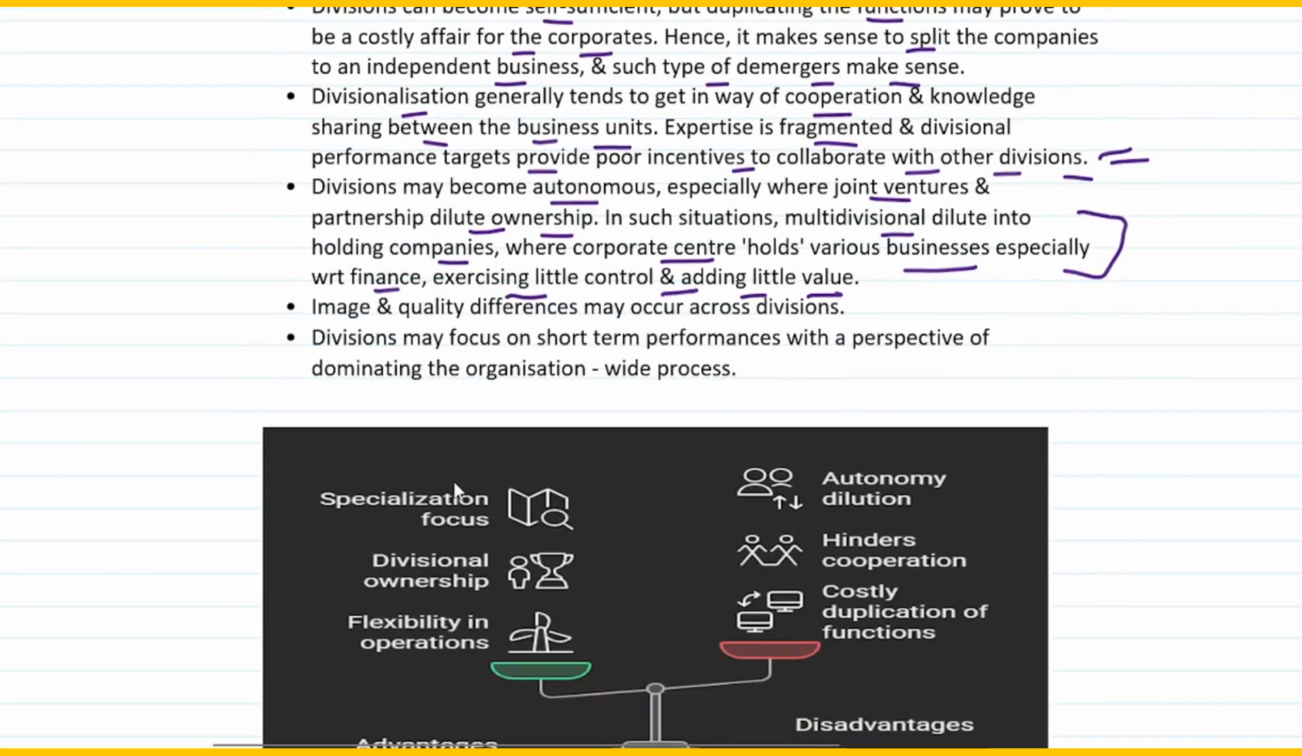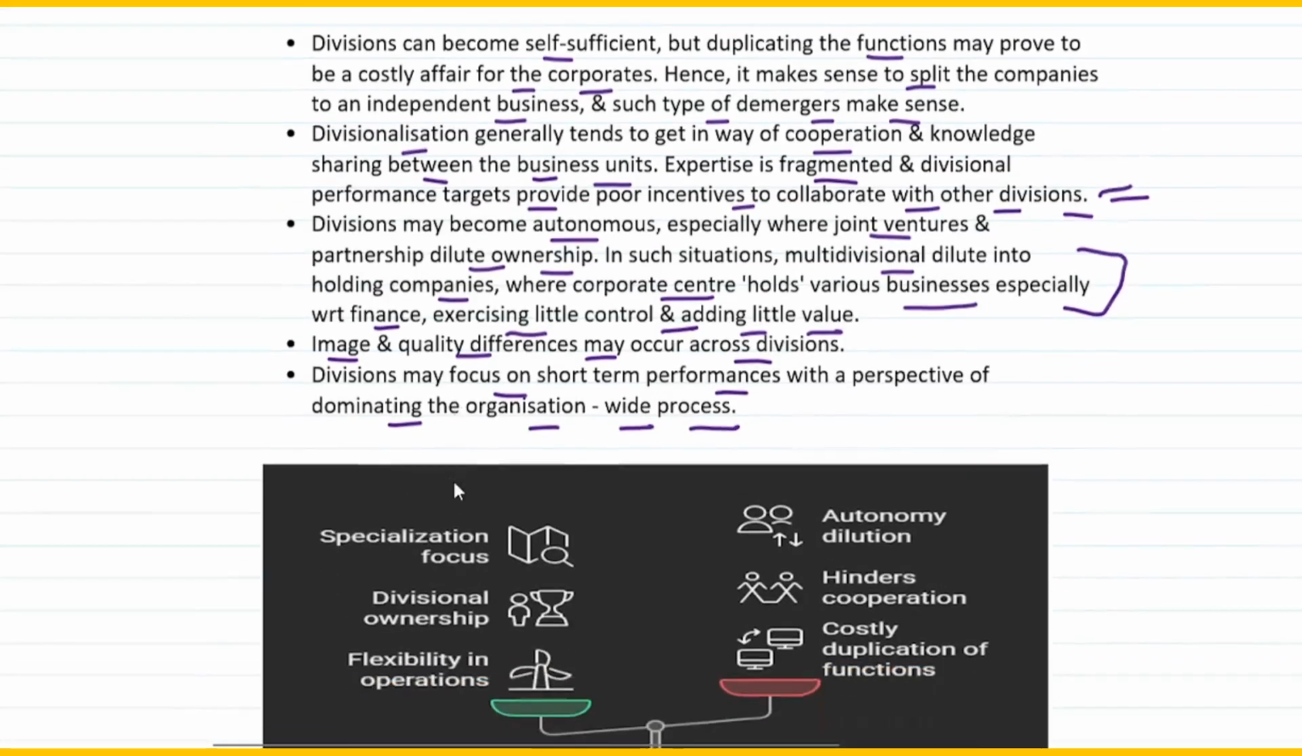Image and quality differences may occur across divisions. You may not have the same image about the different divisions, although they belong to one particular organization, and there may be quality differences also. So there may not be uniformity. That can again be a disadvantage. Divisions may focus on short-term performance at the cost of the organization-wide perspective. So there may be a concentration more on short-term performance rather than the broader picture or the long time horizon. So that again can be one more disadvantage of the multi-divisional structure, right?